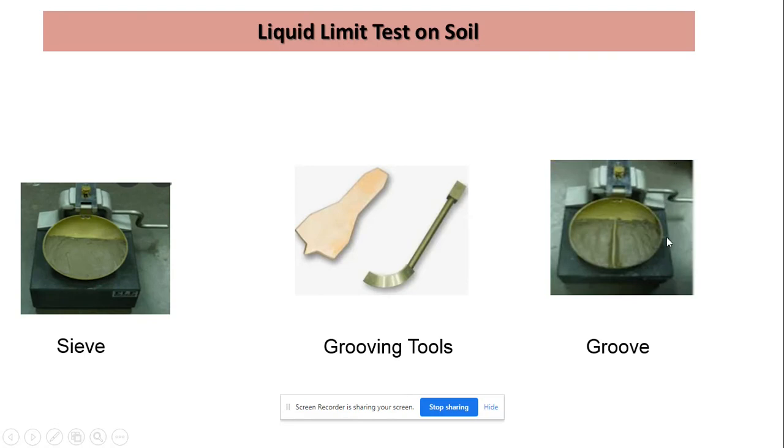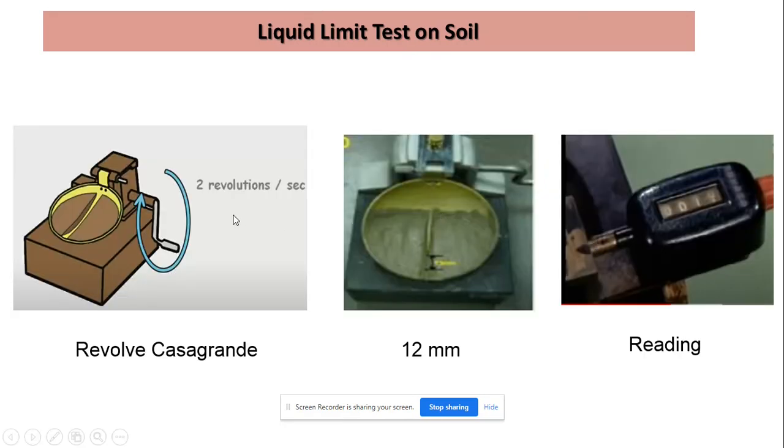And now from the handle, revolutions are given until these two soil parts move together for 12 mm. They should not slide but move, and revolutions are given at the rate of 2 revolutions per second, and it is seen that these two soil parts move together for 12 mm. At that point we read the number of revolutions on this digital reading meter, and we get the number of blows required for 12 mm movement of the soil.